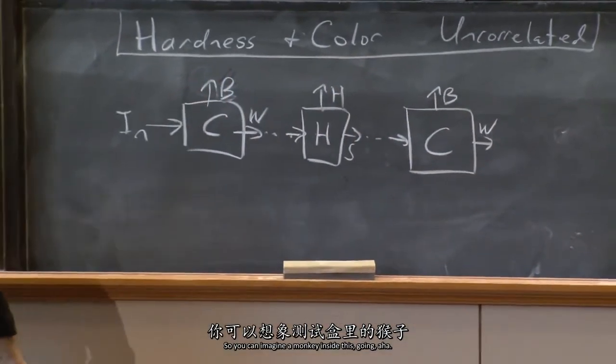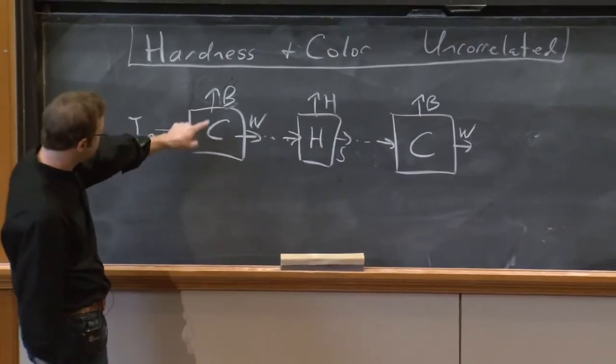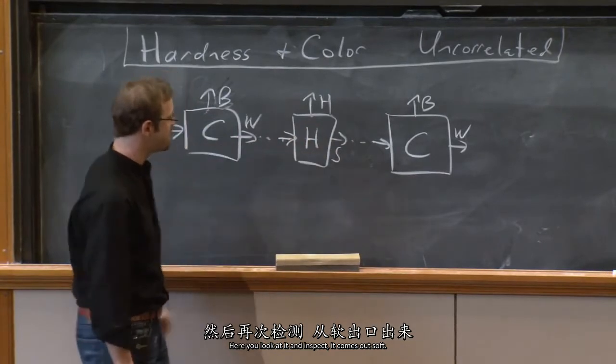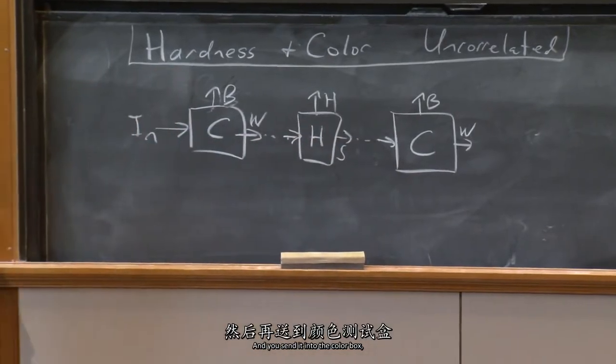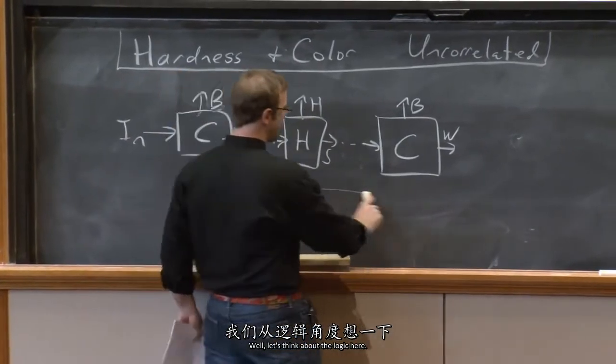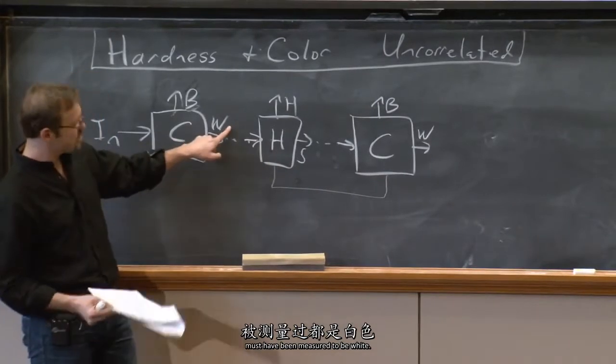So you can imagine a monkey inside this going, aha. You look at it, you inspect, it comes out white. Here you look at it and inspect, it comes out soft. And you send it into the color box. And what do you expect to happen? Well, let's think about the logic here. Anything reaching the hardness box must have been measured to be white.